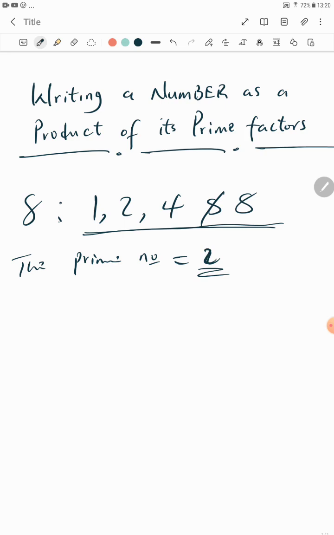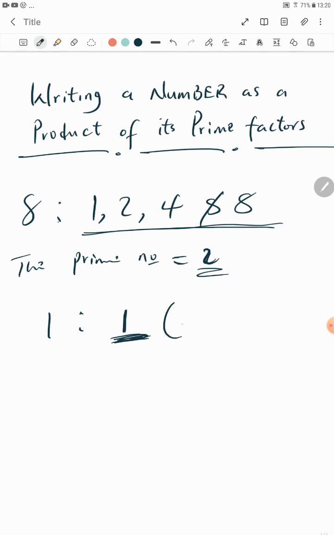It is very important for you to note that 1 is never a prime number. Why is 1 not a prime number? Simply because 1 has only 1 as a factor, and a prime number must have 2 factors only. So every prime number has 2 factors. But because 1 has only 1 factor, that is what disqualifies 1 from being a prime number. So 1 is not a prime number.